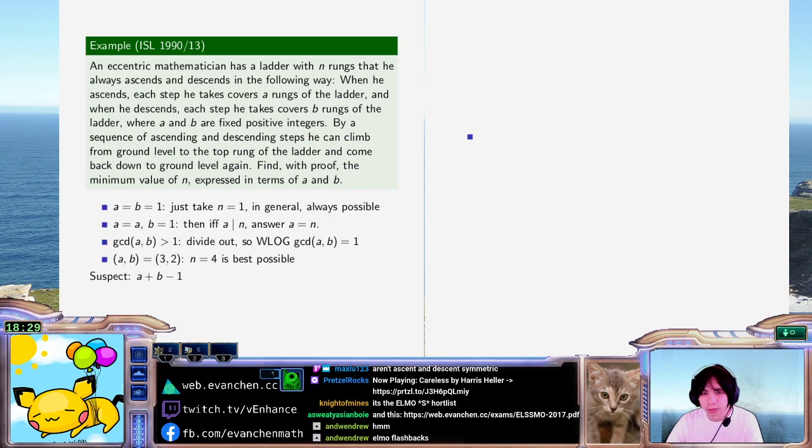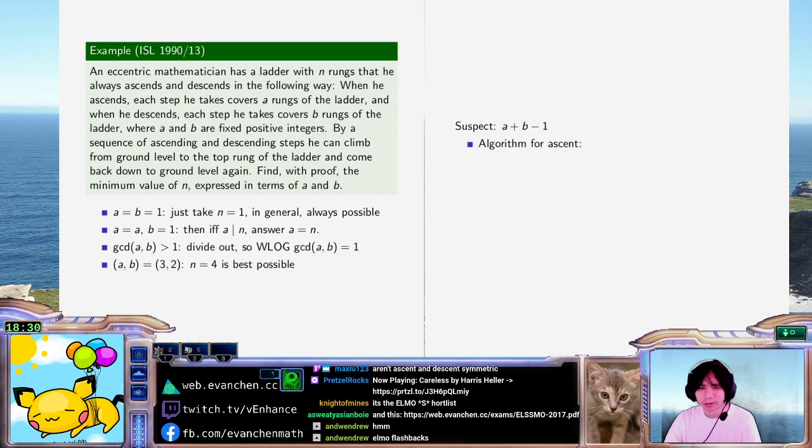I think that's true actually, because by Bezout's lemma... Here, I'll pick some very large numbers so that I can't just eyeball it and I have to actually think about what's going on. So, algorithm for ascent. Can I just greedy it? I think I just use greedy.